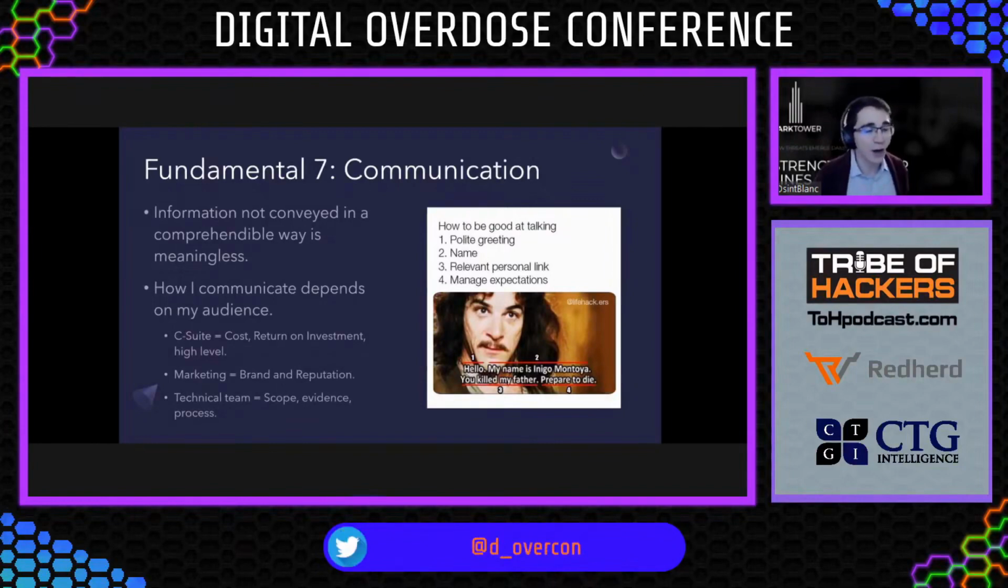If I talk to a C-suite, I'll talk about cost and return on investment. I'll give a high-level overview. They do not want the technical details most of the time. If I'm talking to my marketing team, I'm going to talk about brand and reputation. That's their language. That's what makes sense to them. If I'm talking to a technical team, I'm going to talk about scope, evidence, technical details. I can nerd out with them, right? And so you have to match what you're saying to the situation. That is a lot of times where we get into problems where somebody isn't understanding us. It's often because we have chosen the wrong format to convey what we're conveying.